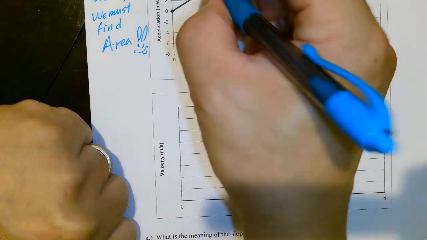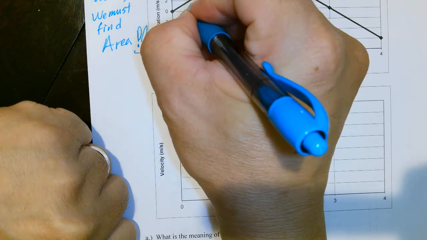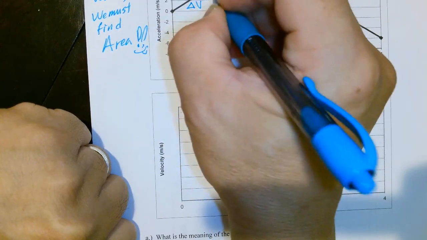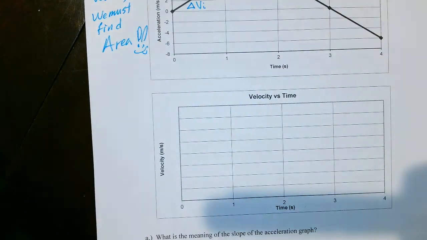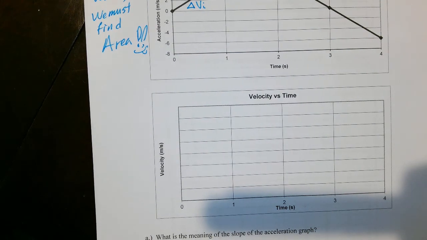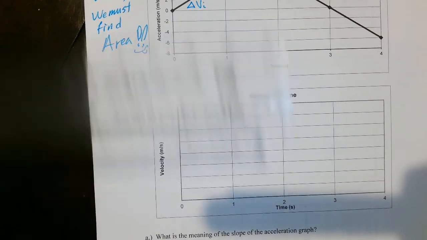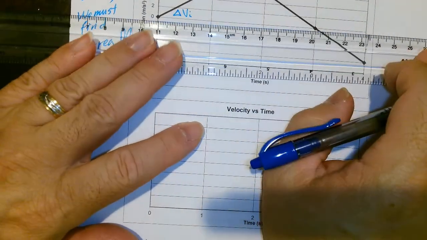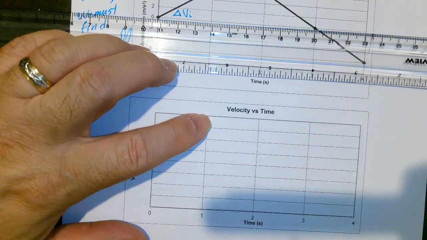So if we were to look for the change in velocity from 0 to 1 second, we must find the area under the graph between the time axis and the graph itself, right? So here, let's define the time axis. Okay, the time axis is right here at 0.